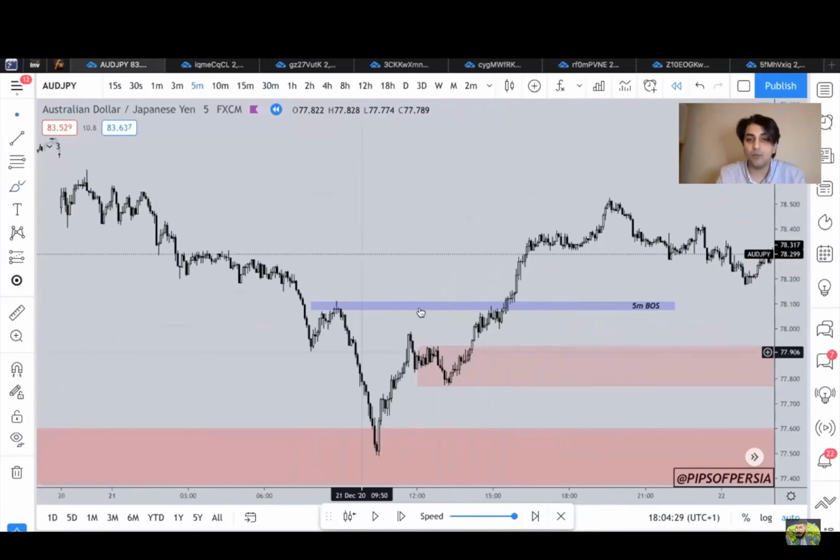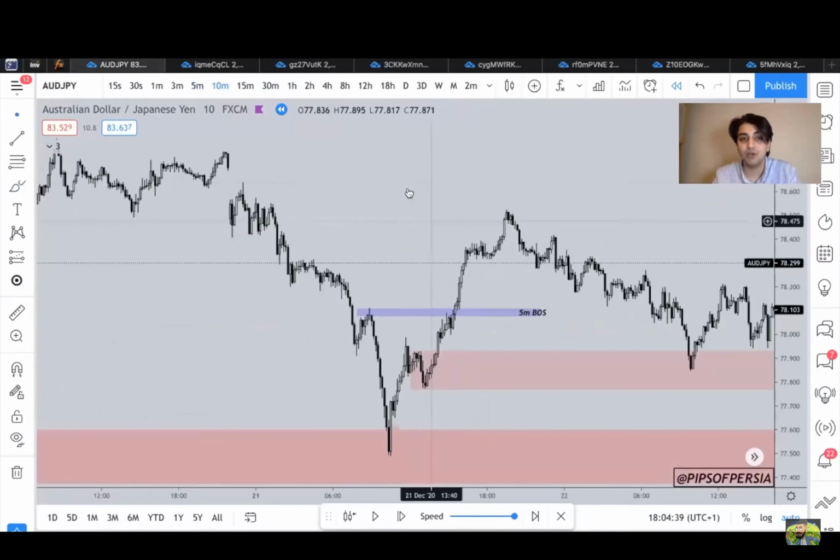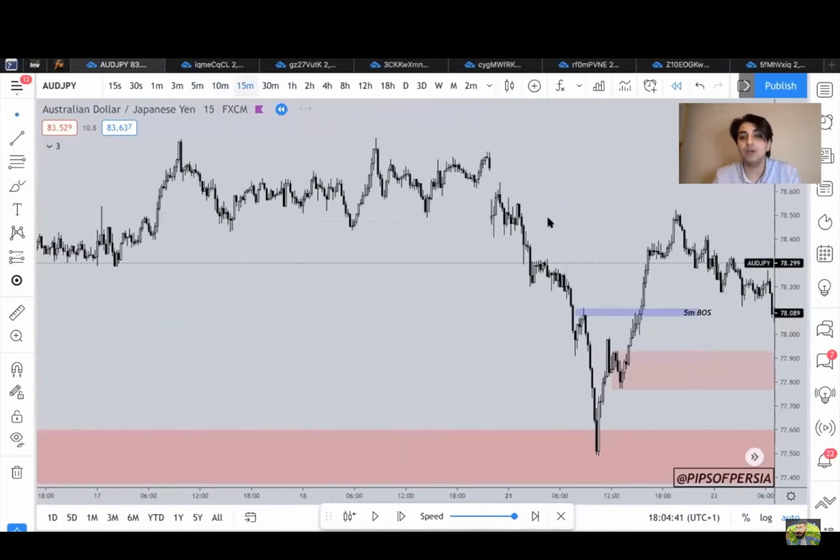So I have to now kind of wait for a break above there, and that 5-minute break of structure to the upside is kind of confirming our trades. It's confirming that this market is more likely to go to the upside, more likely to start to actually reverse and go higher and higher and higher.